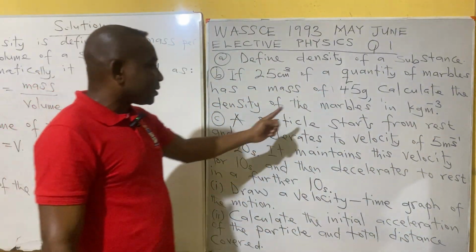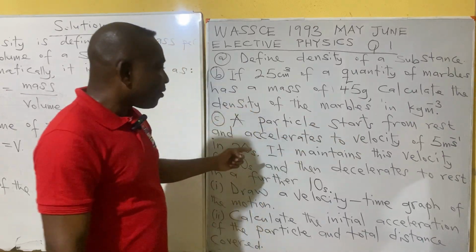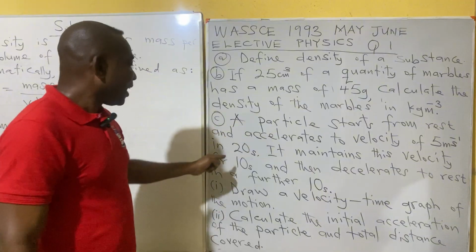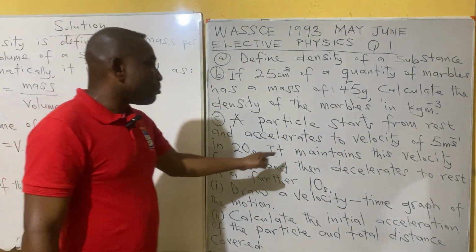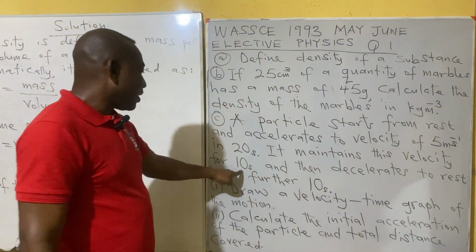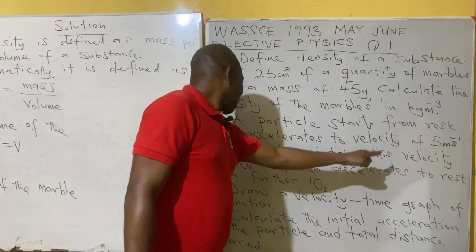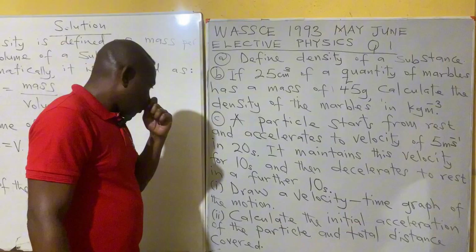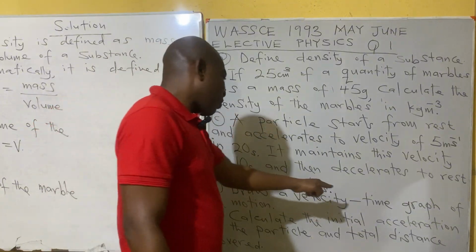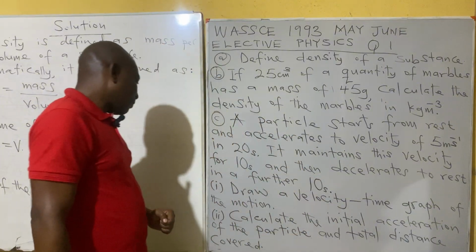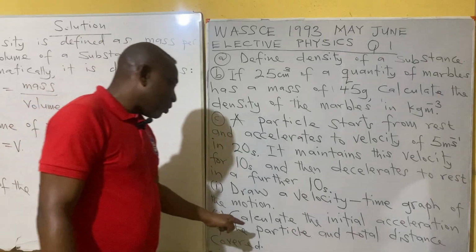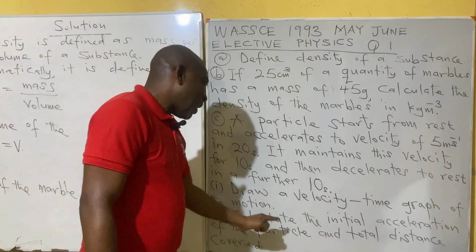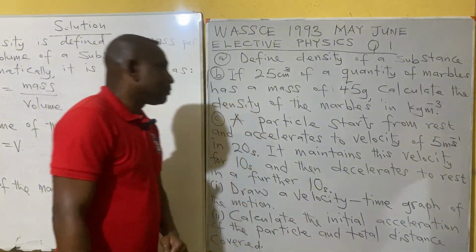C. A particle starts from rest and accelerates to velocity of 5 meters per second in 20 seconds. It maintains this velocity for 10 seconds and then decelerates to rest in a further 10 seconds. I. Draw a velocity time graph of the motion. II. Calculate the initial acceleration of the particle and total distance covered.